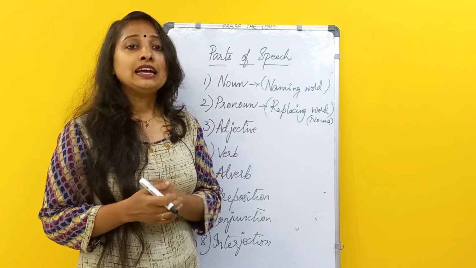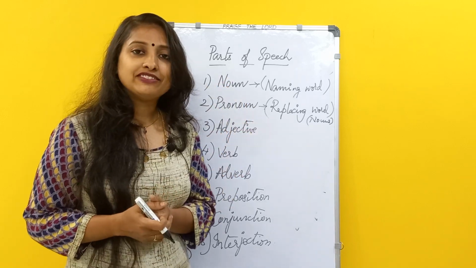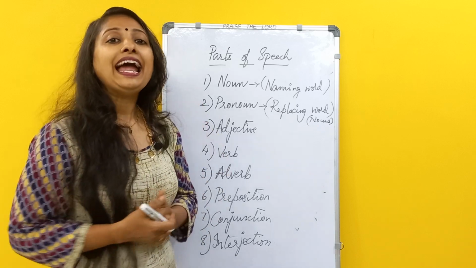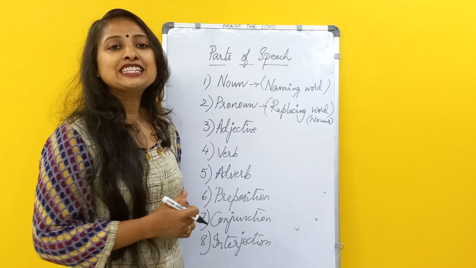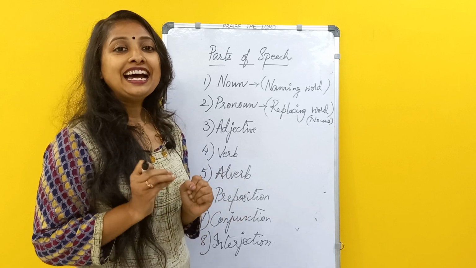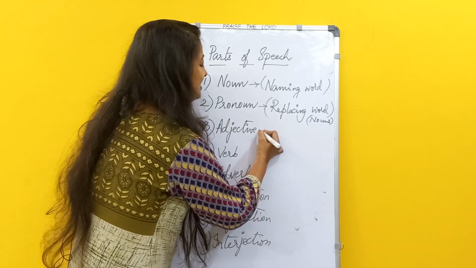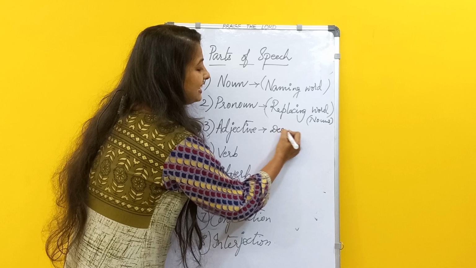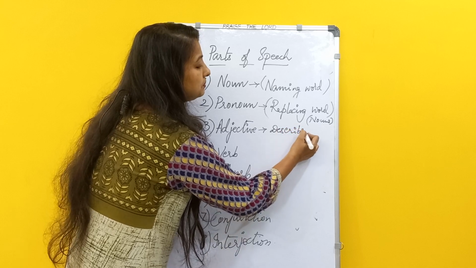What is an adjective? The next part of speech is adjectives. What is an adjective? We can call it a describing word.